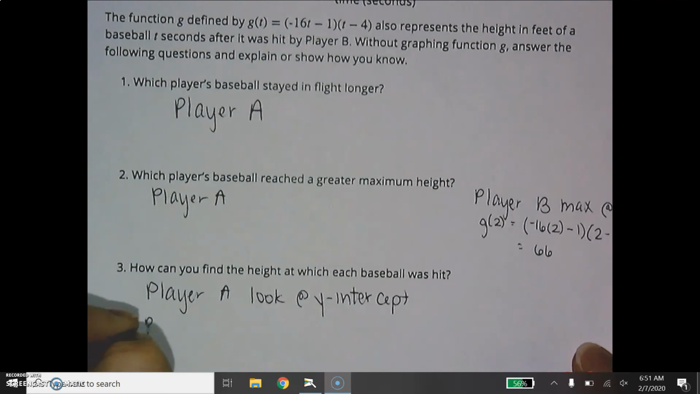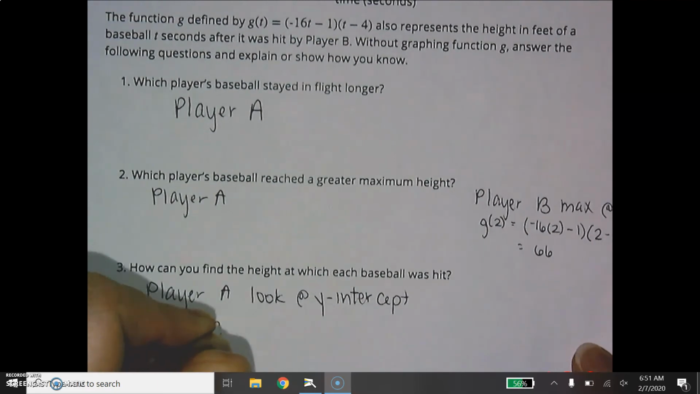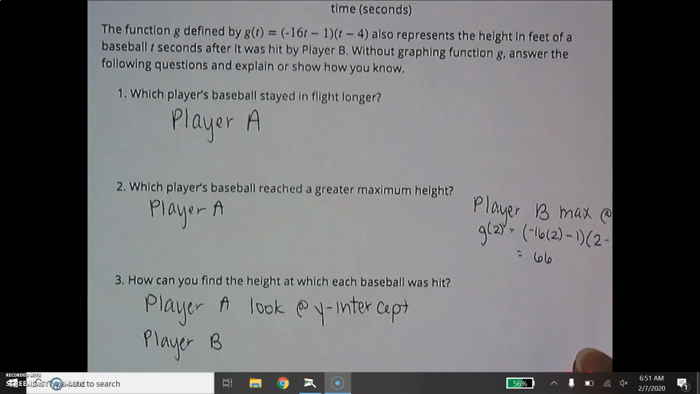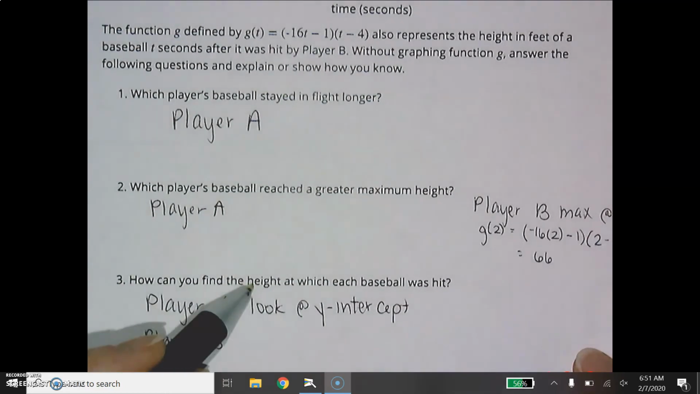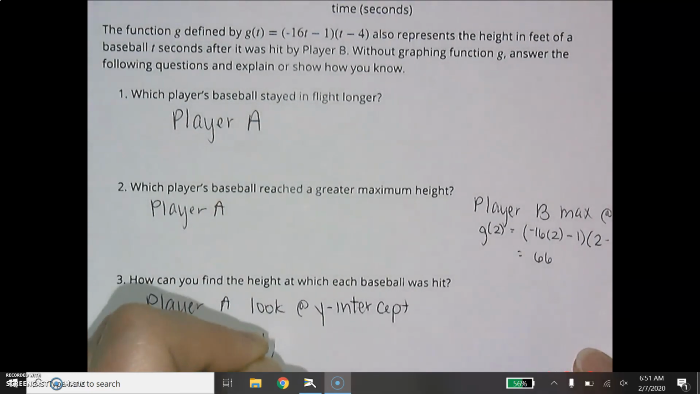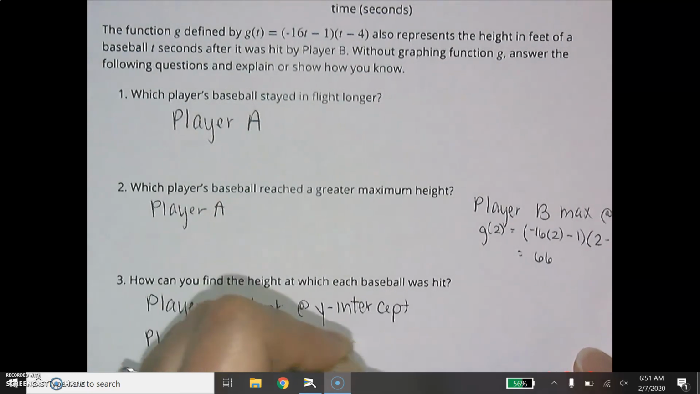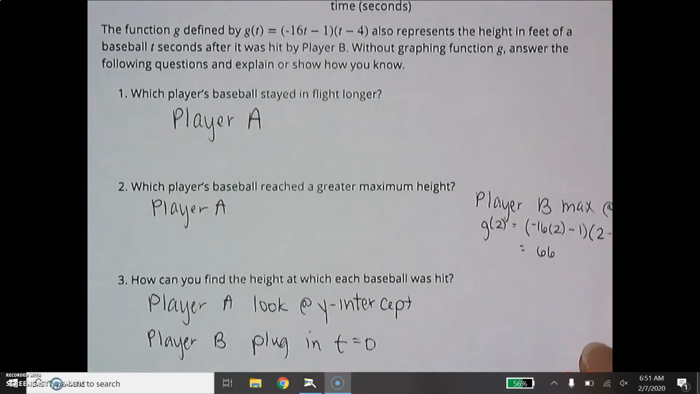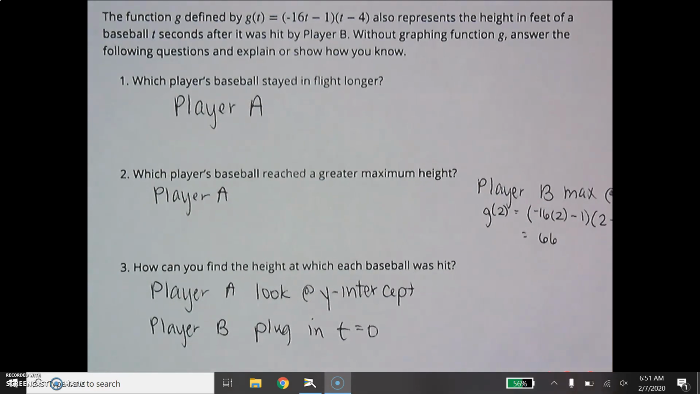For player B, all we have is player B's equation, but what do we know about the height, the y-intercept that it started at? We would be able to plug in 0 for time, okay? So today was all about just being able to compare things graphically and algebraically with the equations and things of that nature, and that's it.